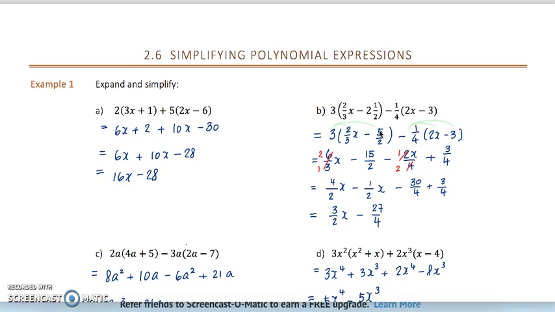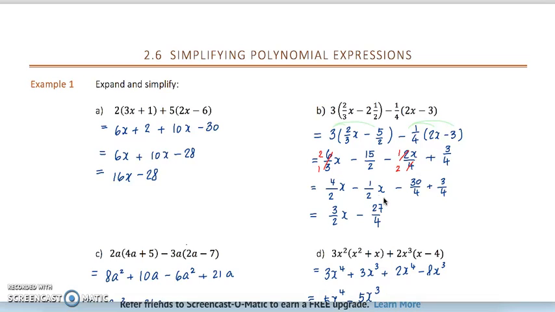You have 3 times a binomial minus 1/4 times another binomial. So use your distributive property to multiply first. 3 times 2/3x is 6/3x, or it can be reduced to 2/1x. 3 times negative 5/2 is negative 15/2. And then you have negative 1/4 times 2x. You can see this as negative 2x/4, or reduce this to negative 1/2x. And then you have negative 1/4 times negative 3. Negative times negative is positive, and you have 3/4.